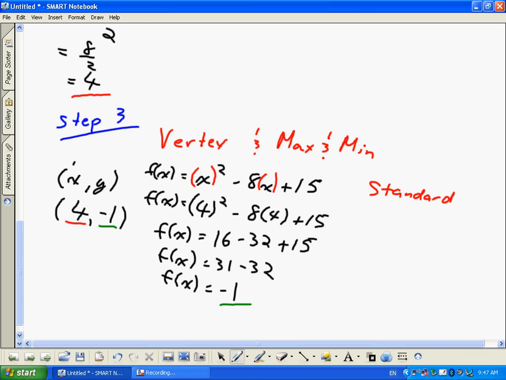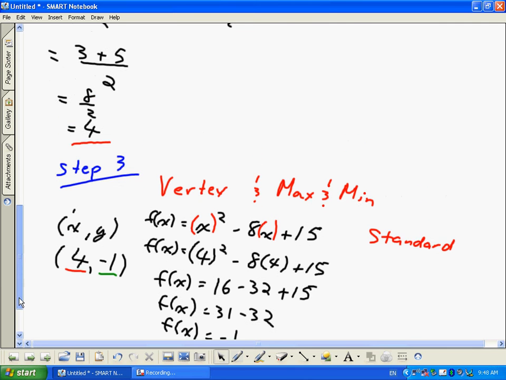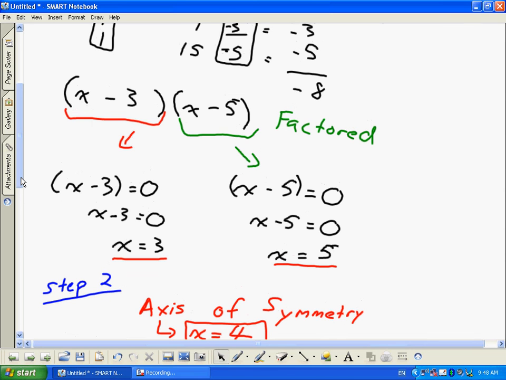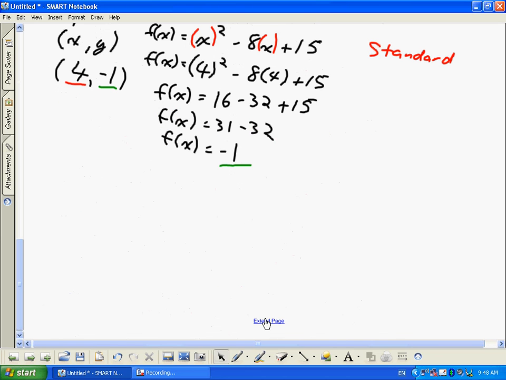But let's check. I'm going to check using my factored form just to show you guys that I should get the exact same answer either way. Our factored form, if we go back up to equation 1 again, x minus 3 and x minus 5. This was our factored form right here. So we'll extend this a little. Our factored form, f at x equals x minus 3, x minus 5.